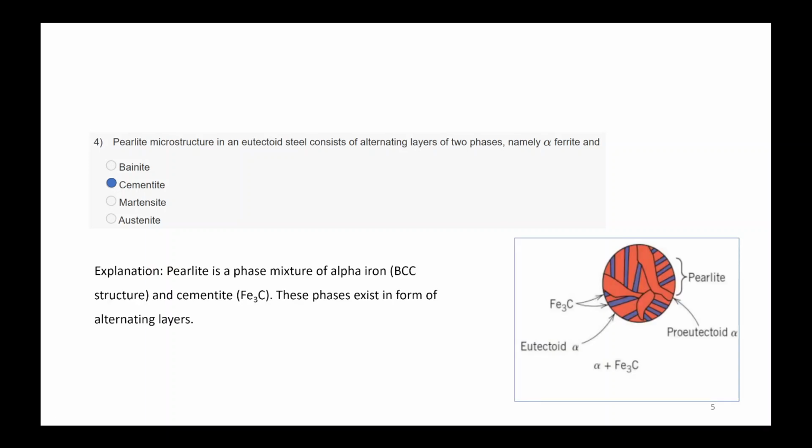Now we can explain this by saying that perlite is a phase mixture of alpha iron, BCC structure, and cementite, Fe3C. These phases exist in the form of alternating layers. So this is your structure of perlite. This is alpha and this is Fe3C. These will be alternating layers in this structure.